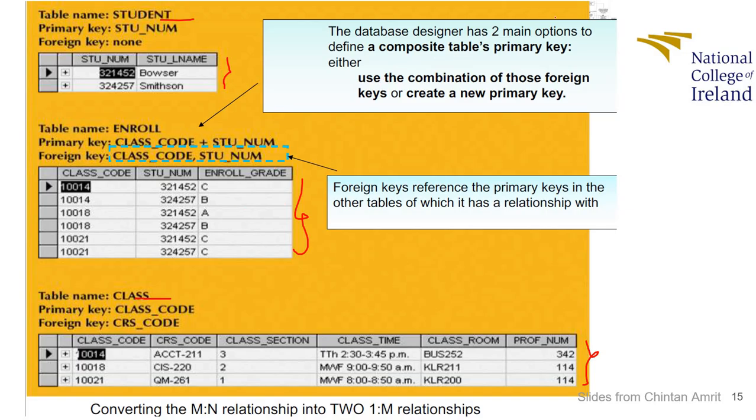So this junction table will use a combination of the foreign keys, the combination of student number and class code, to create a more efficient relationship.